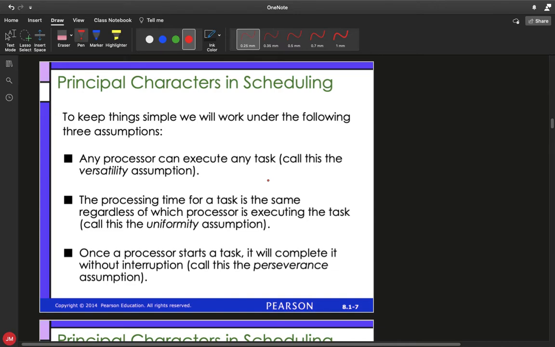The last thing is once a processor starts a task, it will complete it without interruption. It's not going to take a break in between. It's going to continue to work on it. We'll call this the perseverance assumption.